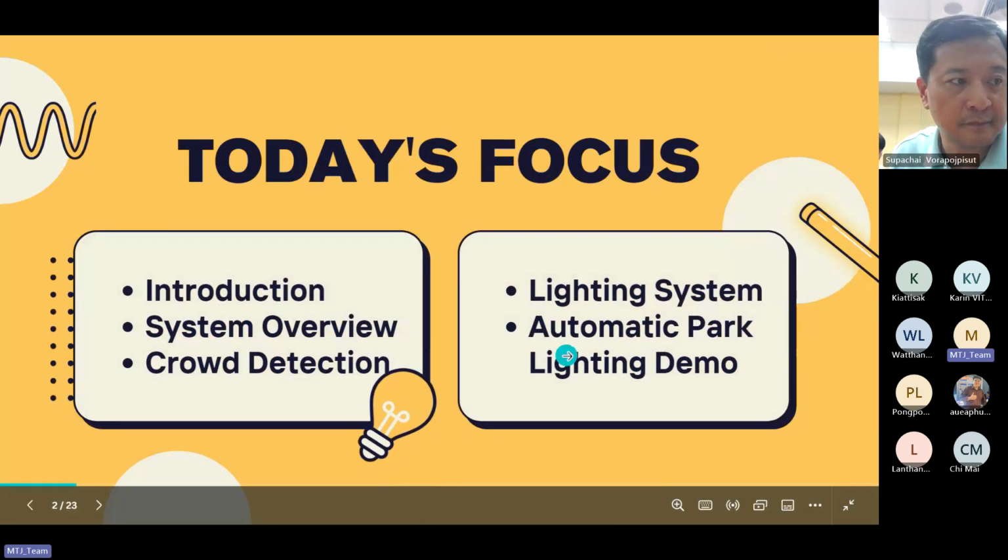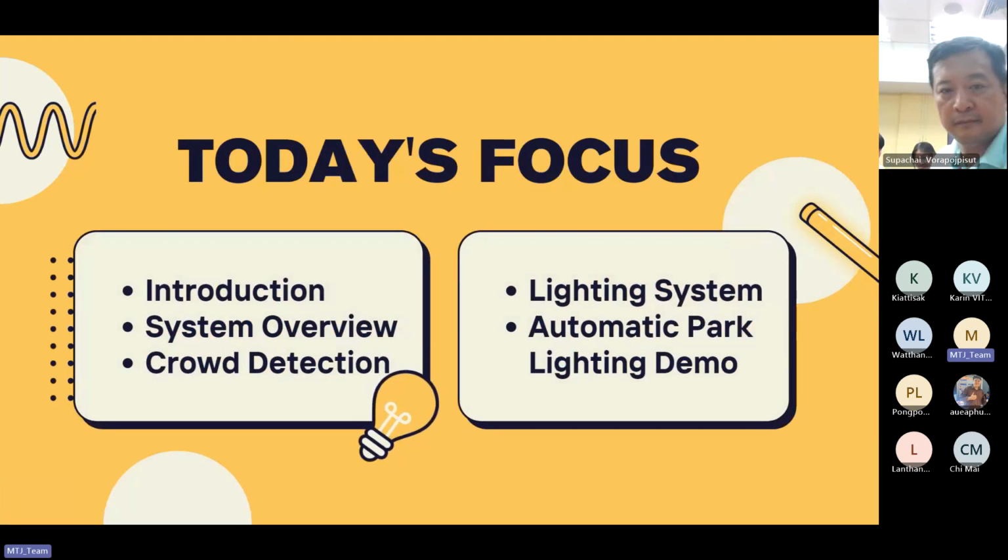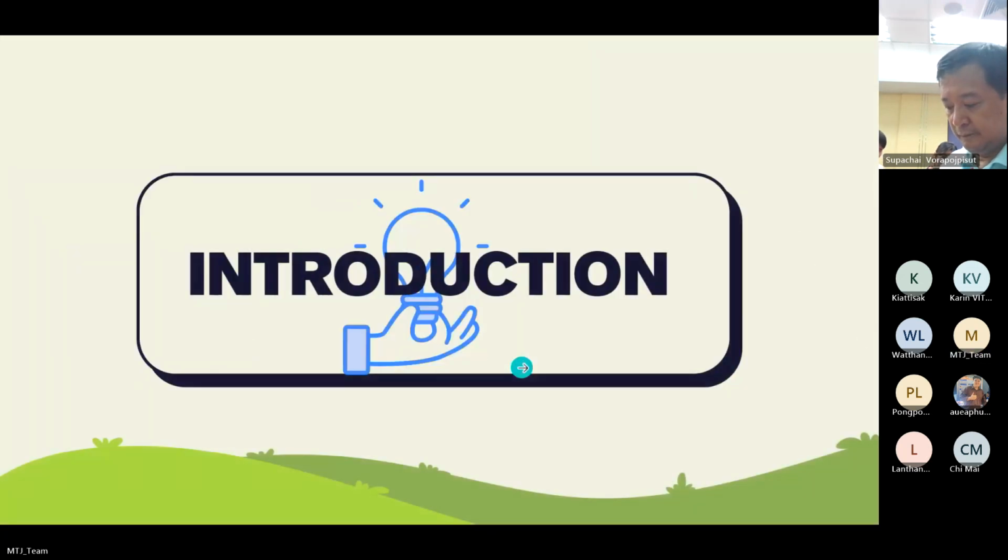Our presentation has five parts. The first is the introduction. The second is the system overview. The next is the crowd detection. Next is the lighting system, and the final is the automatic path lighting demo. I'll go to the introduction.